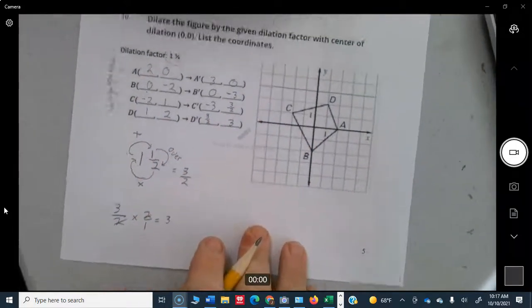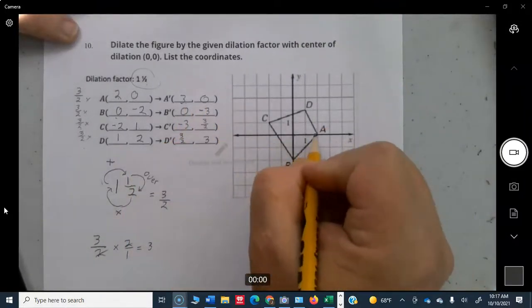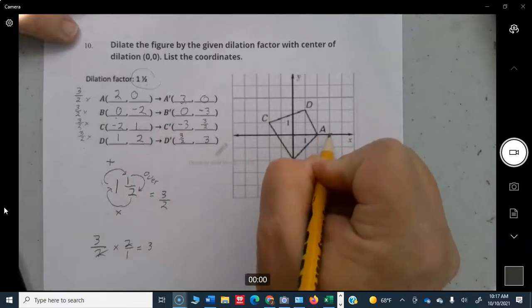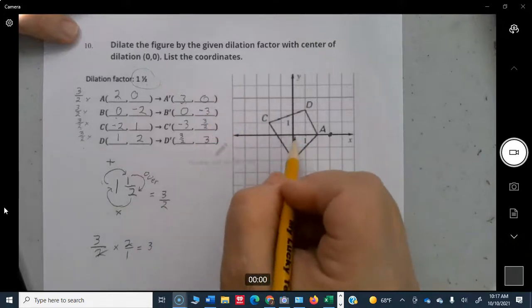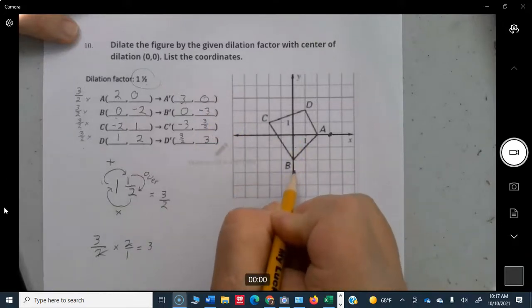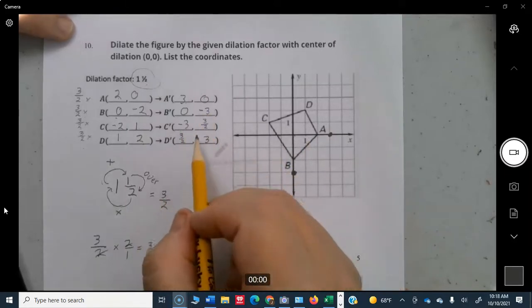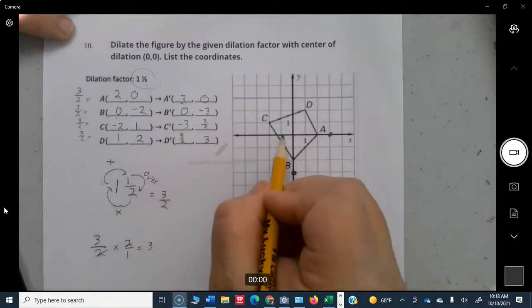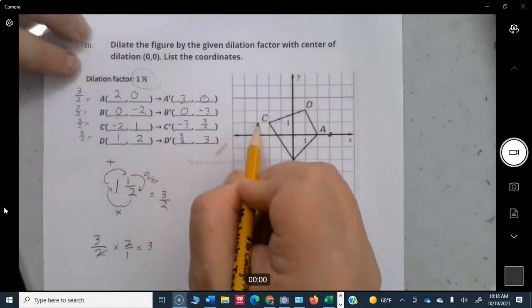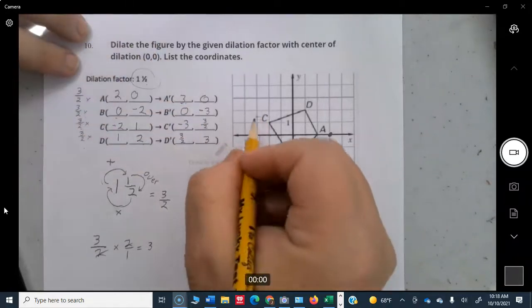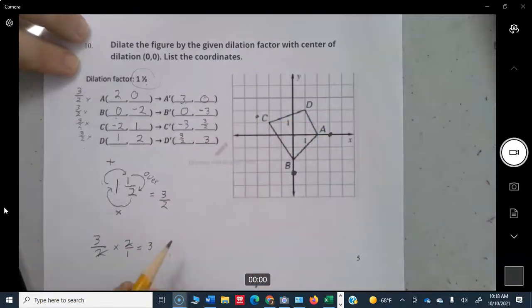Alright, so now we plot. The first one is 3, 0: 1, 2, 3, and 0, it's right there. I'll make a big dot. The next one is 0, negative 3, so we don't move anywhere this way, but we go down 1, 2, 3, right there. I'm going to make a big dot. Then negative 3, 3 halves, which is 1.5. So we're going to go backwards 1, 2, 3, and then it's positive 3 halves, so we're going to go up 1.5. It's right there. I'm going to make a big dot right in between these two lines.